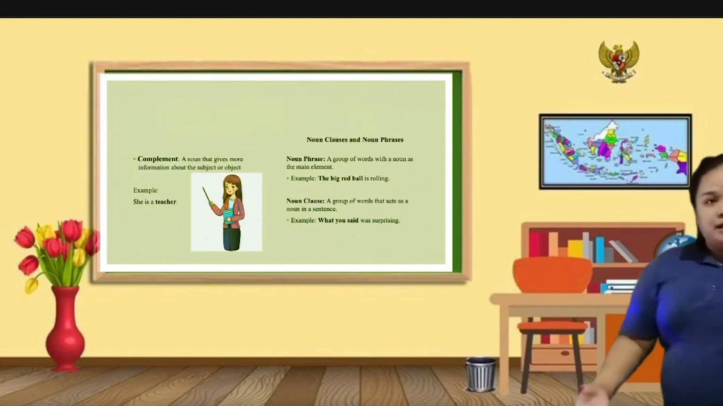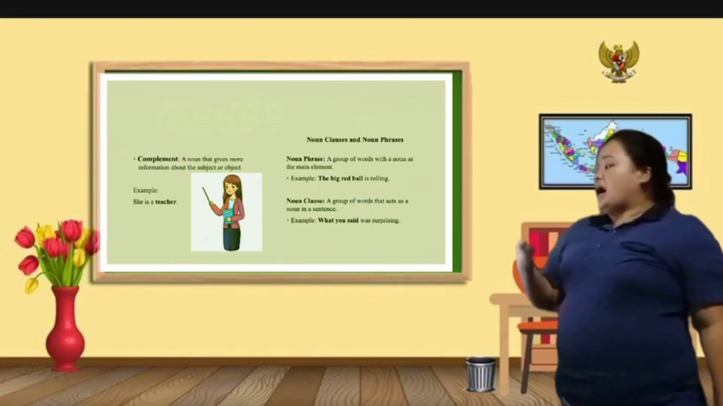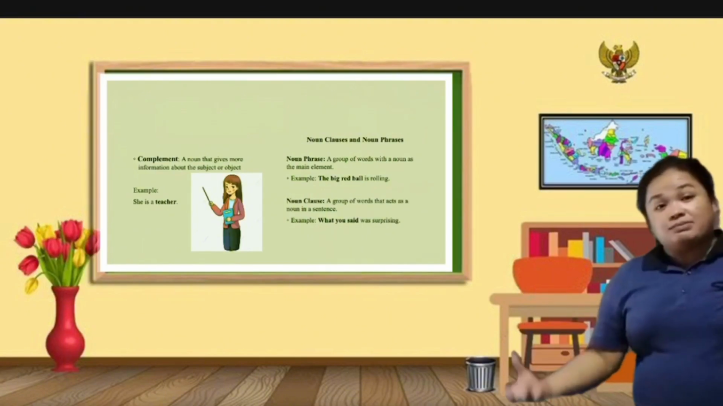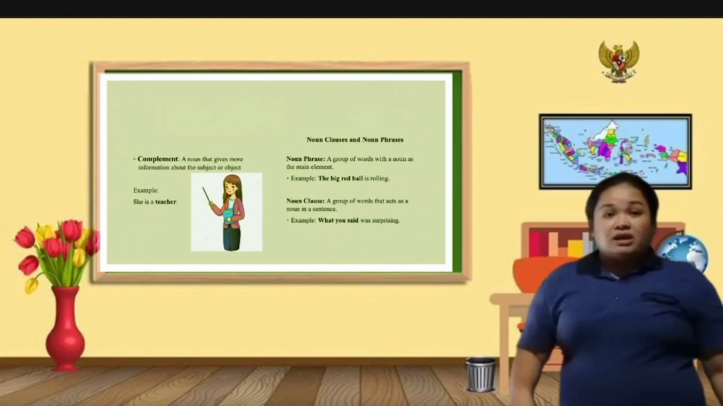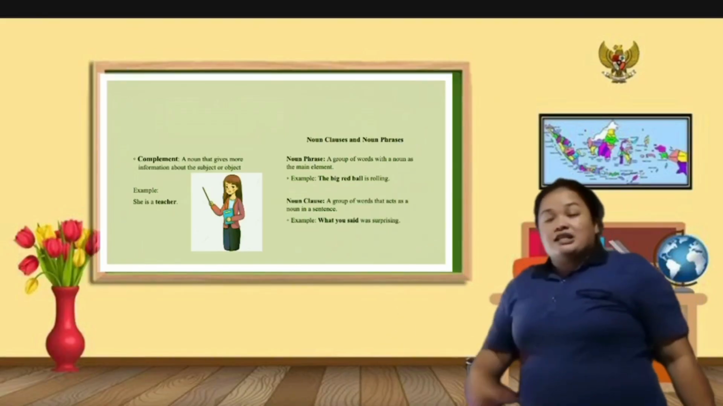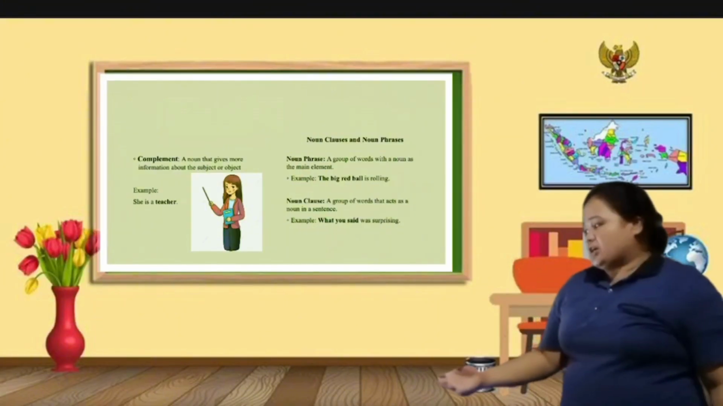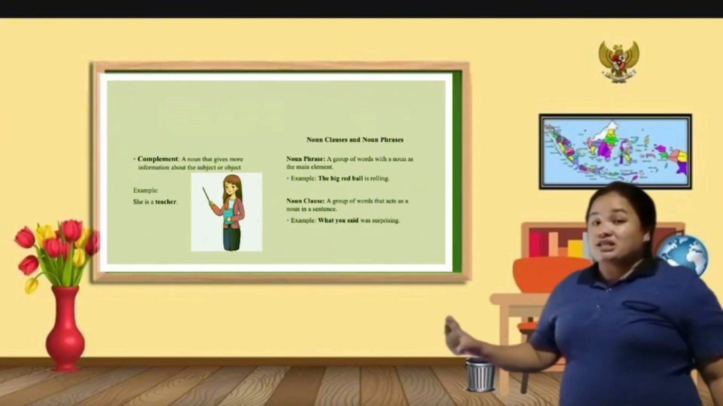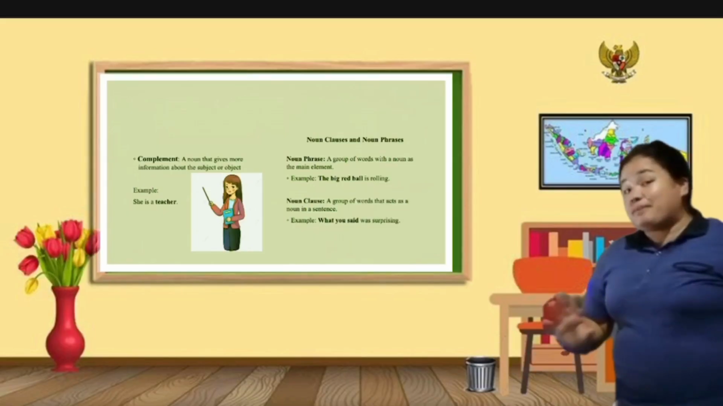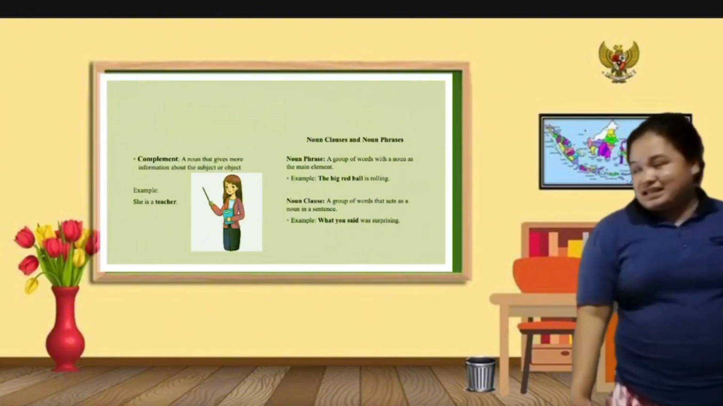And we have the complement. Actually, it's subject, object, and the complement. A complement is a noun that gives more information about the subject or the object. For example, she is a teacher. So, she is being complimented as a teacher. So, now we already know that she is a teacher. And aside from the function, we do have the noun clauses and noun phrases.